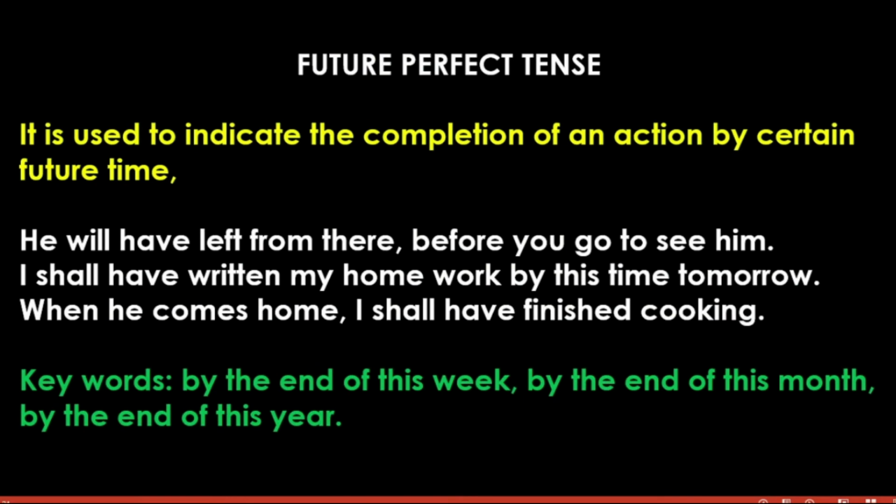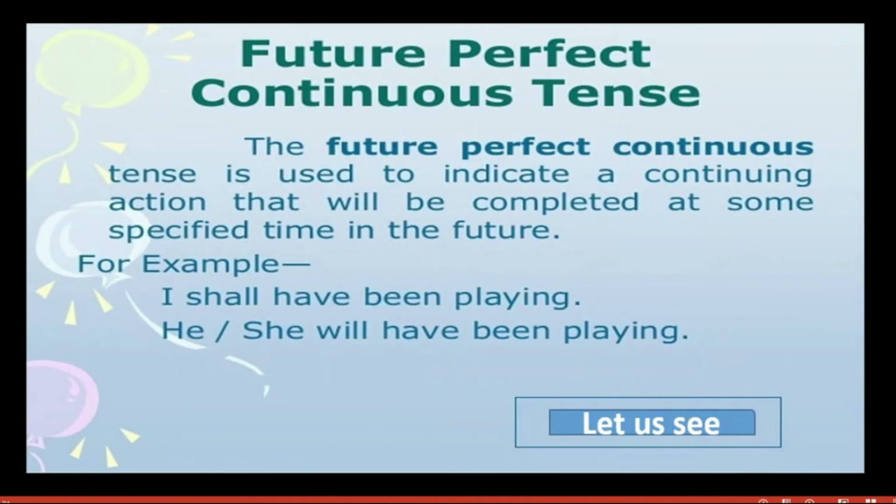So the future perfect tense is used to indicate the completion of an action by certain future time. Example, he will have left from there before you go to see him. I shall have written my homework by this time tomorrow. When he comes home, I shall have finished cooking. Keywords for this: by the end of this week, by the end of this month, by the end of this year, some action will have completed.